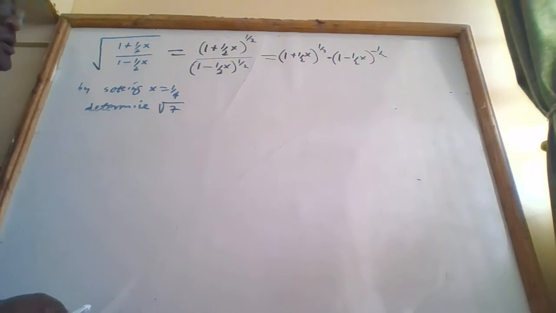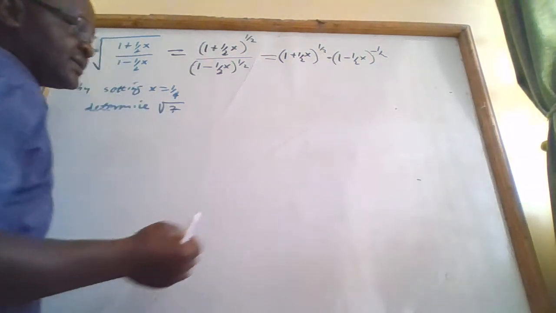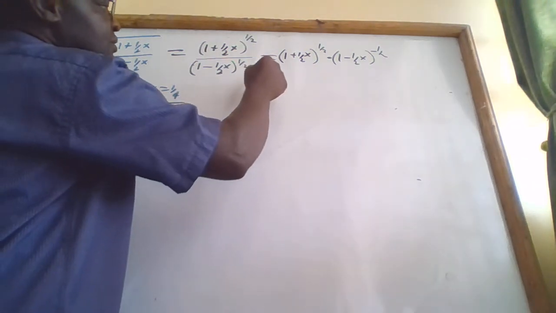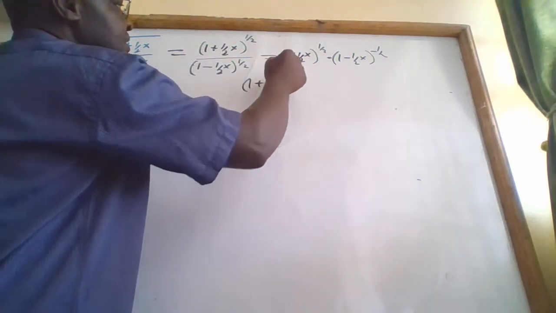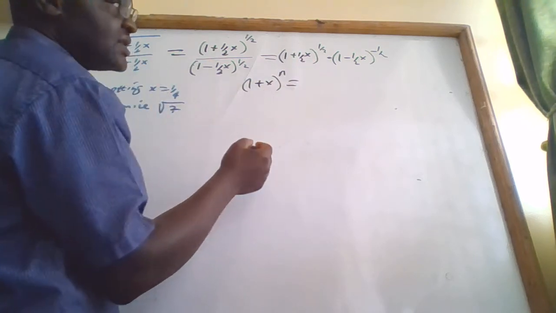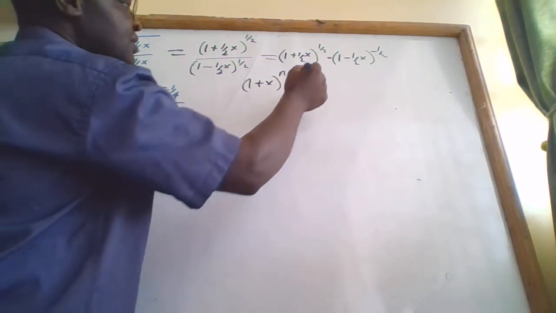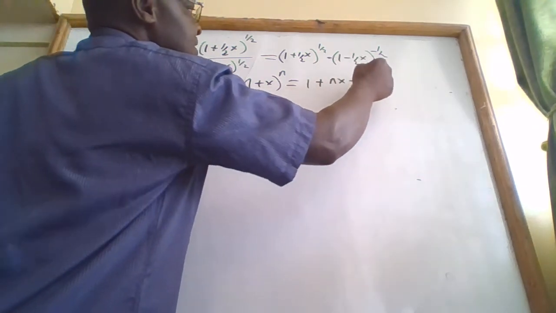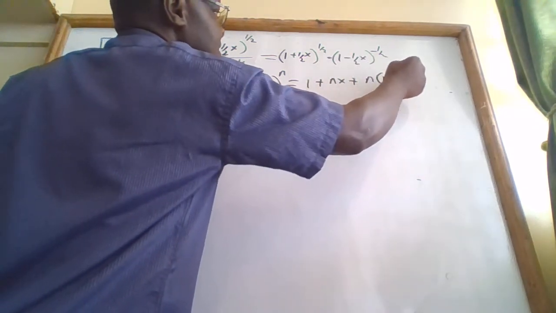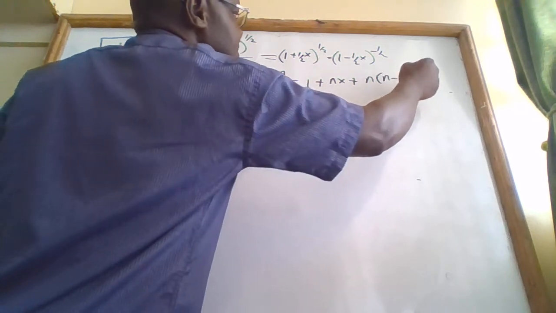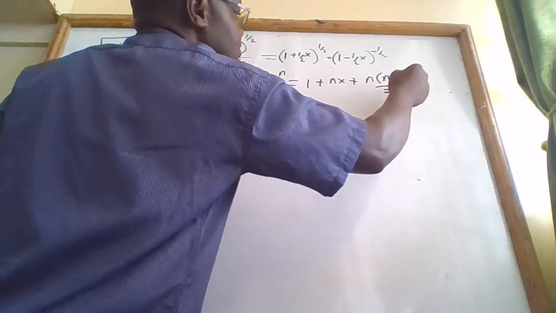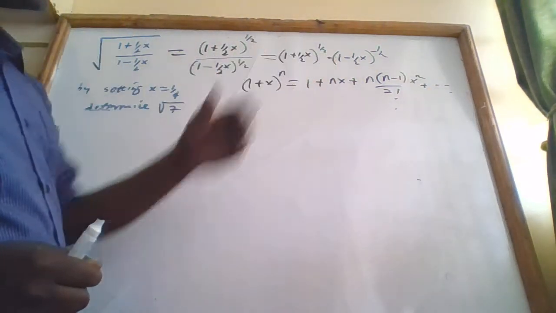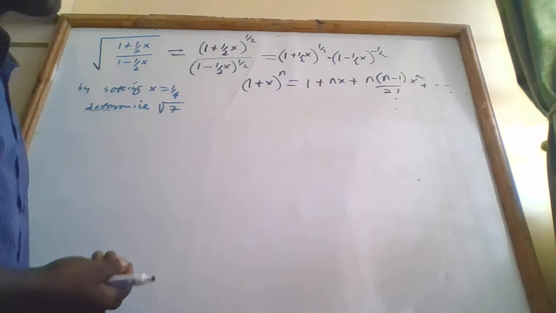Now, we need to expand the two brackets. We shall use this concept. We know that (1 plus x) raised to n, when you expand this bracket, is 1 plus nx plus n into n minus 1, then x squared over 2 factorial. So that is what we have.